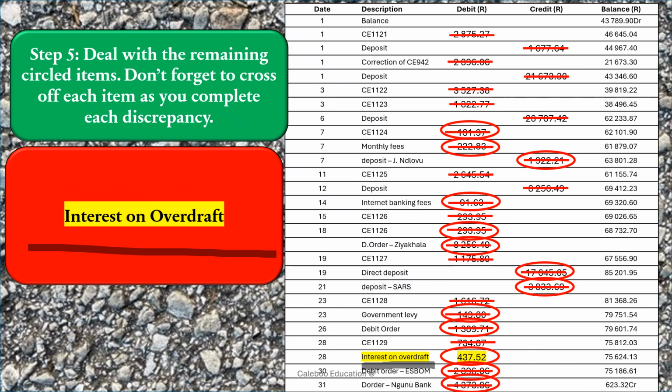It's making our bank balance smaller, so we need to record this interest in the cash payments journal because it's an interest on overdraft. If it was interest on a positive balance, interest on current account, it would go into the cash receipts journal.